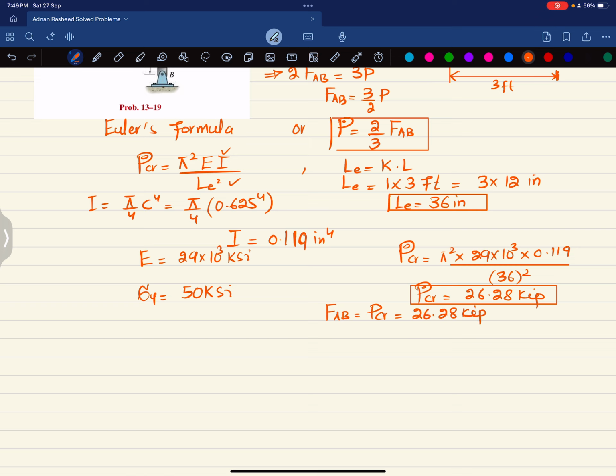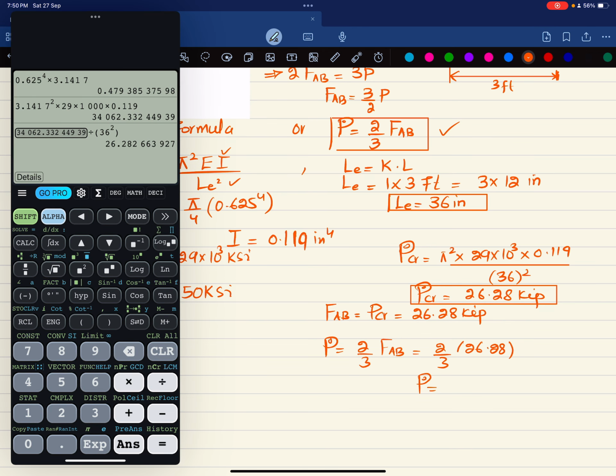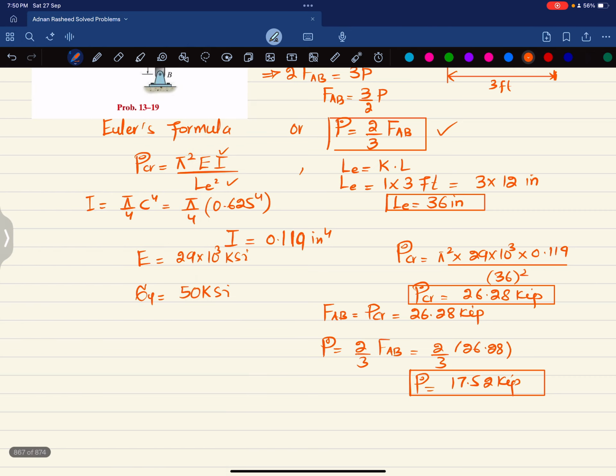which is 26.28 kip. Now we know that this P, which is the load on the handle, is equal to 2 over 3 times FAB. So you can see 2 over 3 multiplied by 26.28 will yield you the maximum load on the handle that will not produce any buckling in rod AB. So 26.28 multiplied by 2 divided by 3 will give you 17.52 kip. Clear?